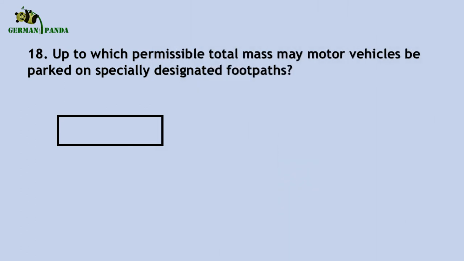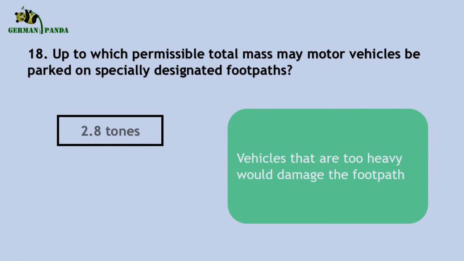Up to which permissible total mass may motor vehicles be parked on specially designated footpath? (2.8 tons). Vehicles that are too heavy would damage the footpath.